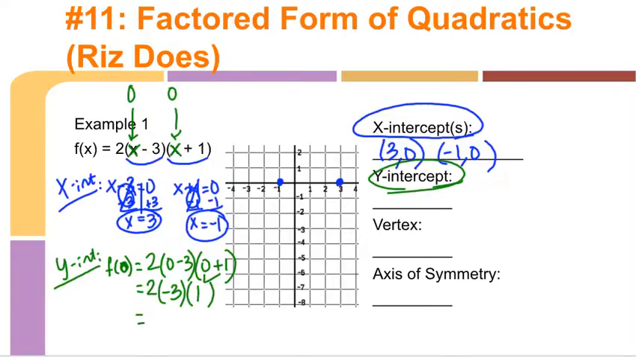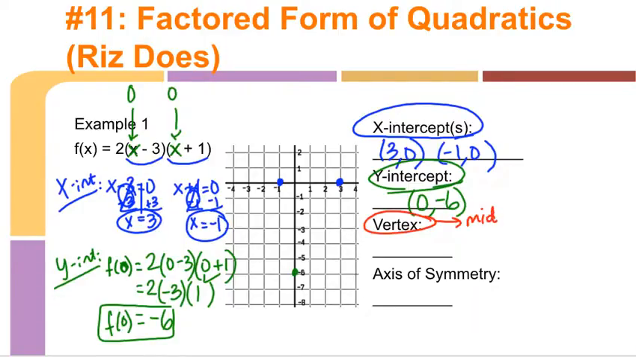All these parentheses just mean that I multiply, so that means f of 0 is equal to 2 times negative 3, that makes negative 6, times positive 1, still negative 6. Oh, I just found my y-intercept is going to be at negative 6. So that's going to be (0, negative 6). So I figured out my x-intercepts, I figured out my y-intercept, now I need to figure out my vertex. So my vertex, based on my notes, means that I need to find the midpoint. This is going to be helpful actually for both the vertex and the axis of symmetry. Okay?